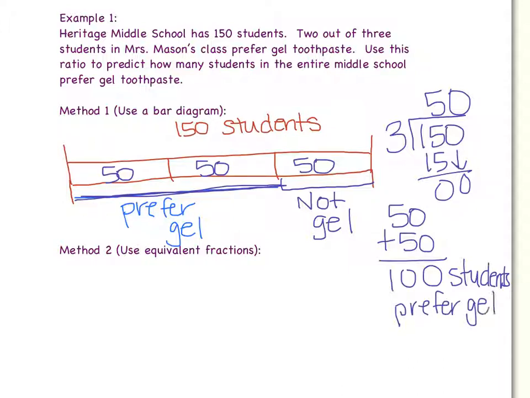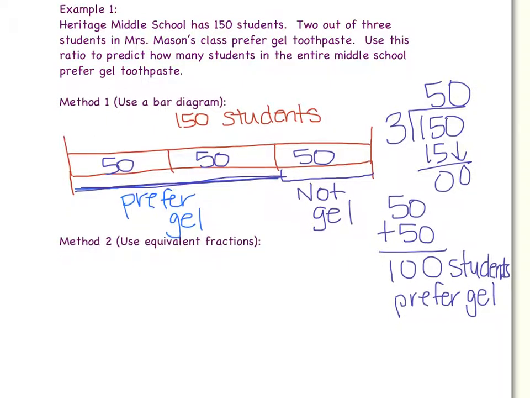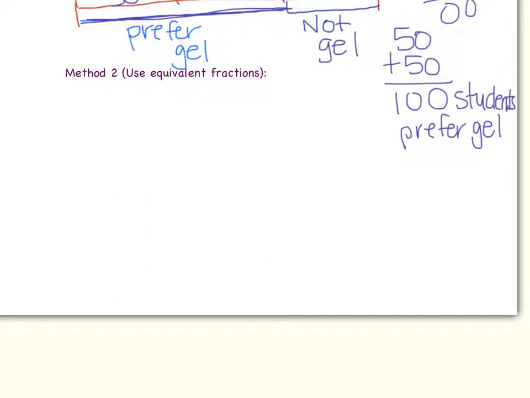Okay? Now let's look at how we can use equivalent fractions to solve the same problem and again get the same answer. We have now seen using the bar diagram that our answer should be 100 students, but now I want to show you how we can use equivalent fractions for that. Now, the key thing to remember when we're writing fractions is that we know what our numerators and our denominators represent. So the way I want to write this fraction is the number of students who like gel over our total.